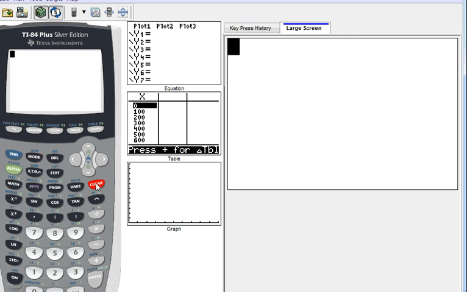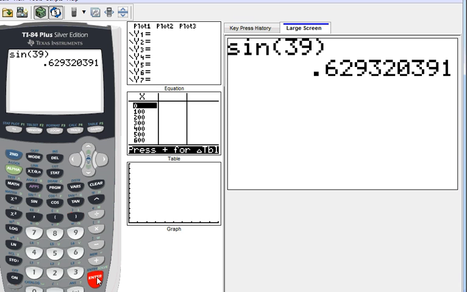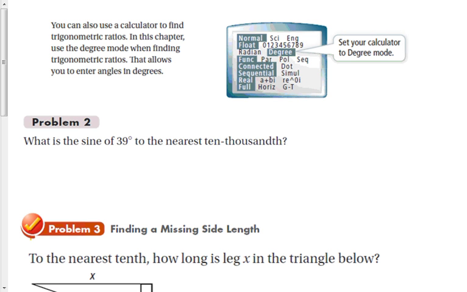And here, problem 2, we're finding the sine of 39, so you just press sine and then enter your number 39, and now it knows it's a degree that you're looking for the ratio for, and it gives you the ratio, and it's 0.6293. And so the sine of 39 is approximately equal to 0.629 to the nearest thousandth.